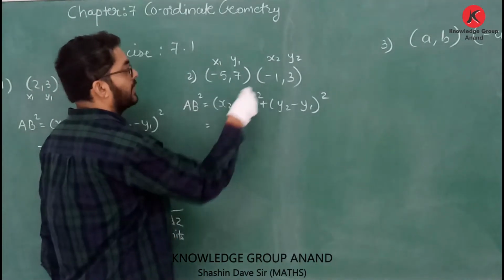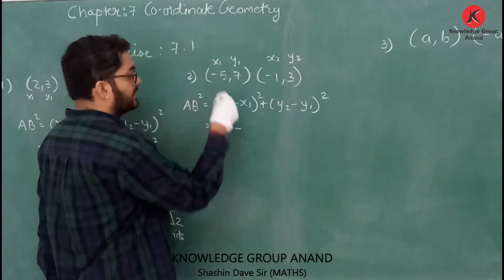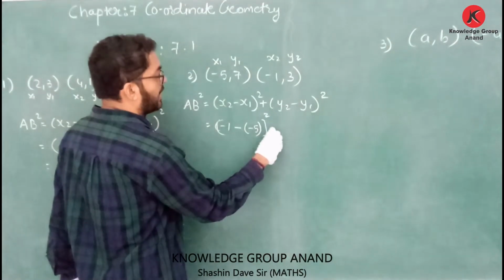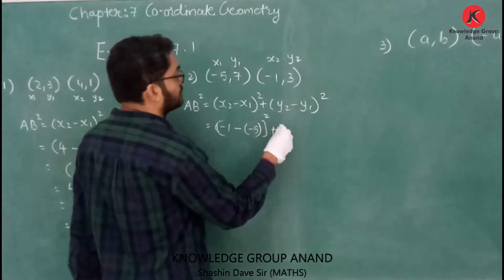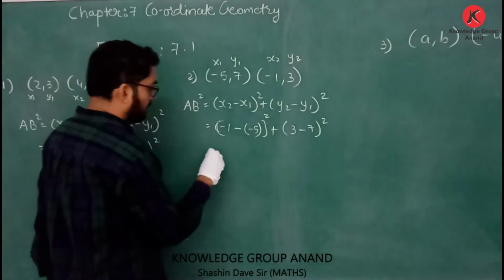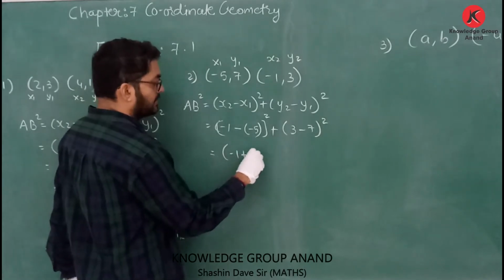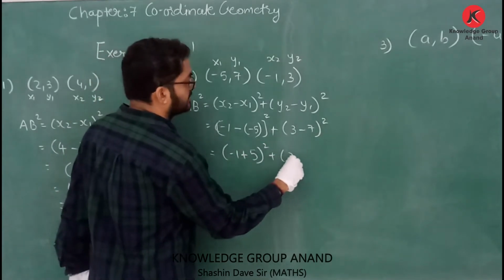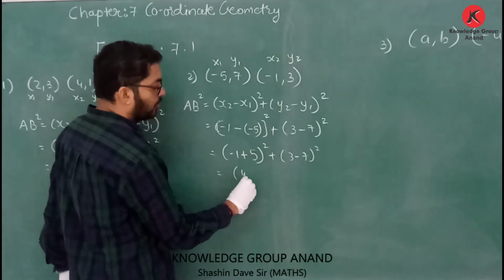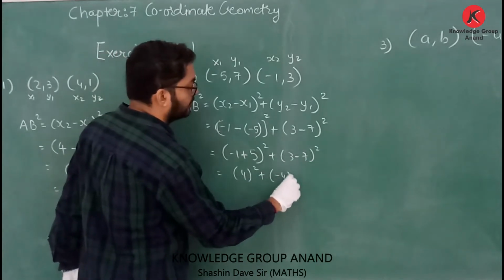x2 minus x1 whole square, x2 that is minus 1 minus x1 is minus 5, so minus 5 और उसका हमको लेना है whole square plus y2 minus y1 whole square. y2 की वैल्यू है 3 minus यहाँ पे वैल्यू है 7 whole square. Now this minus will become plus, so I have minus 1 plus 5 whole square plus 3 minus 7 whole square. So 5 minus 1 that is 4 whole square plus 3 minus 7 यानी minus 4 whole square.